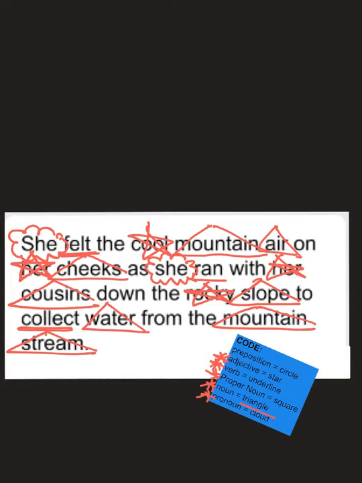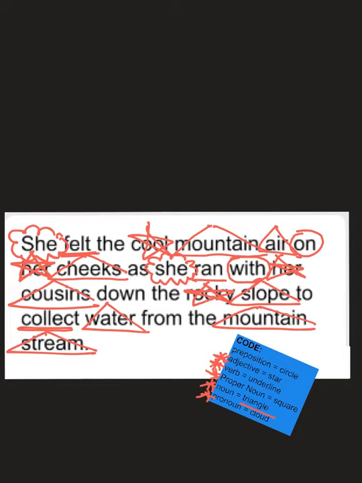She felt the cool mountain air. Where is it? It's on. So on is a preposition. Her cheeks as she ran with. Now, with is a special type of preposition. It indicates togetherness between people and things. That's a bit of a complicated one, so yes, we do need to circle with. It's a preposition.